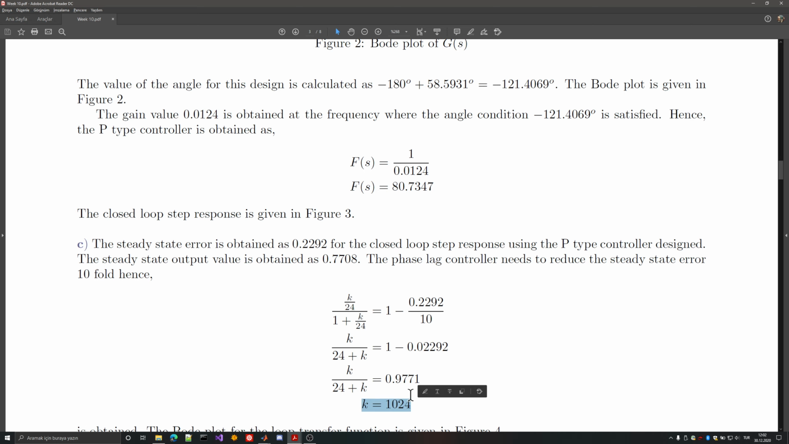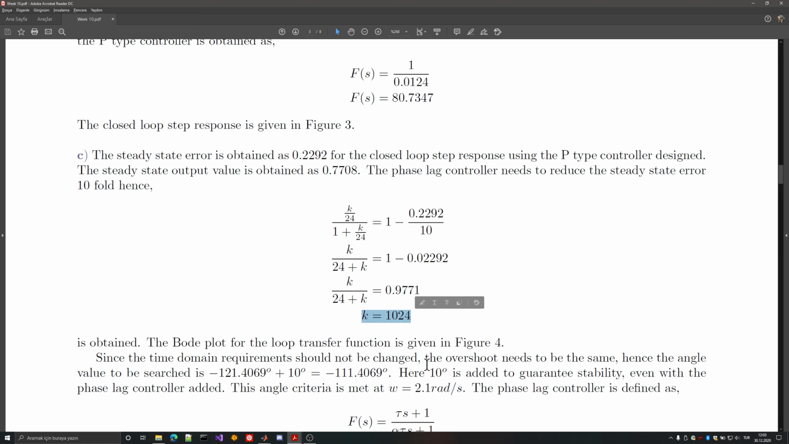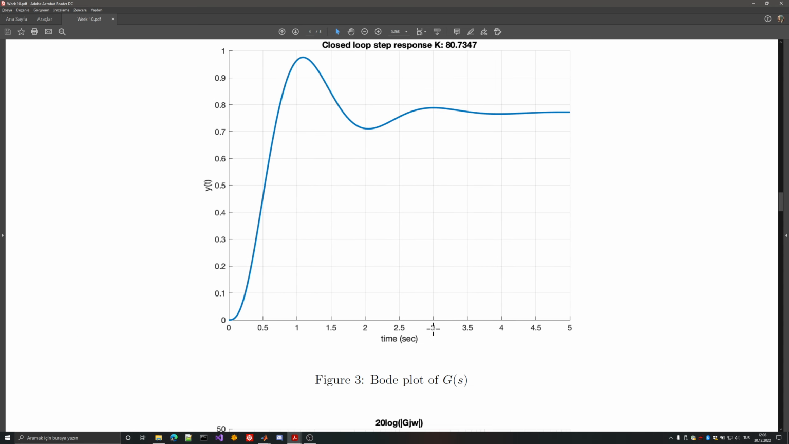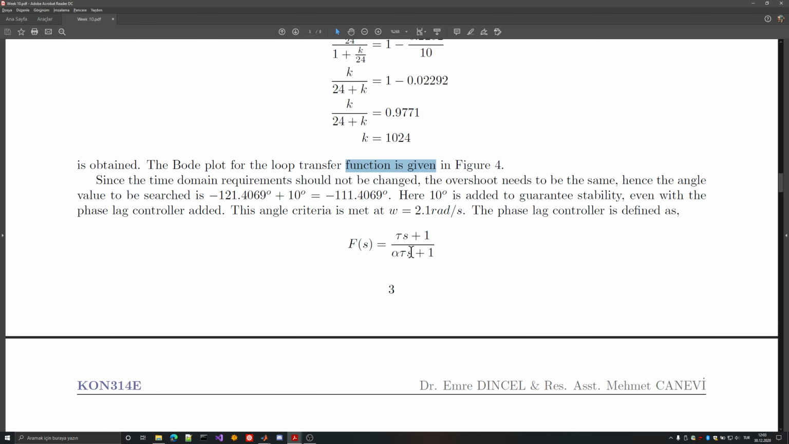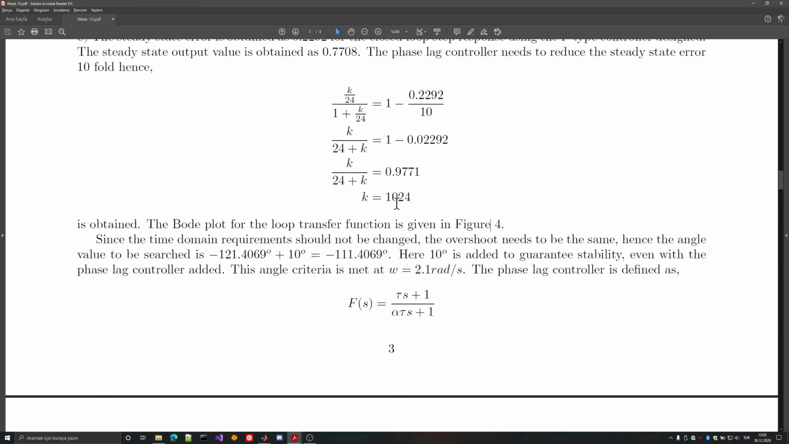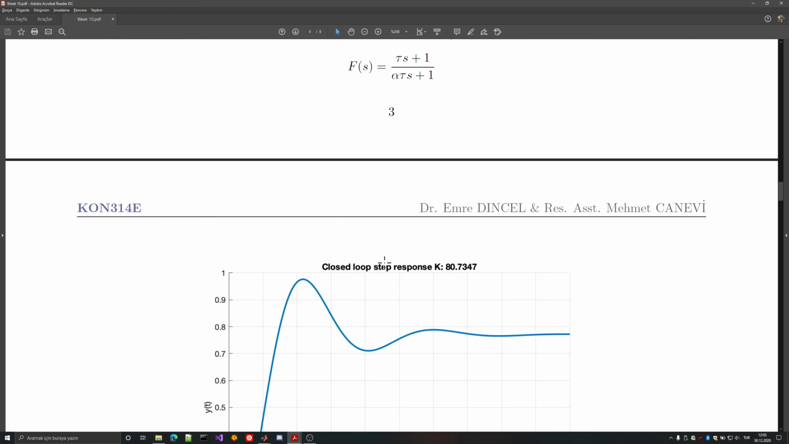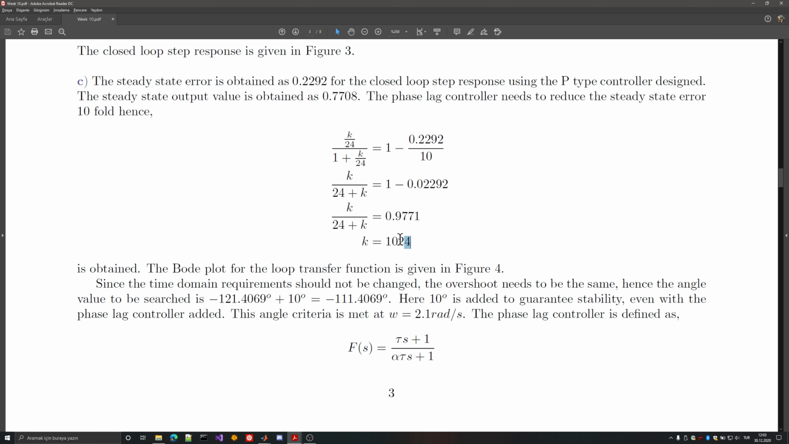I have to calculate the value of k. I know that I should apply this, but since I'm first designing a P-type controller and then the phase lag controller, this means that I should improve, but I shouldn't change the transients that much. So my gain is 1024. Then I use the Bode plot given in figure 4, which isn't the same Bode plot as that of the system, because I have to embed this into the system. So my new Bode plot will be generated by the transfer function times k. So k times G(s). This is the Bode plot of k times G(s), not G(s) itself, because I am embedding the P-type controller into the system.